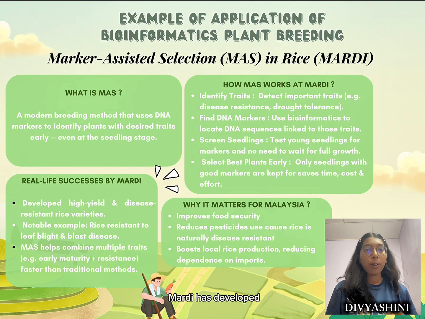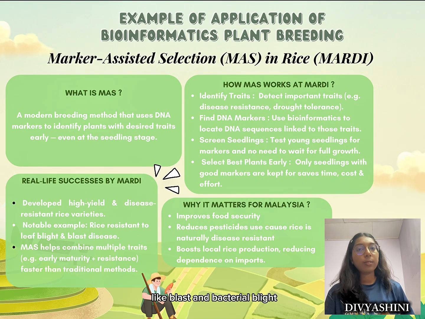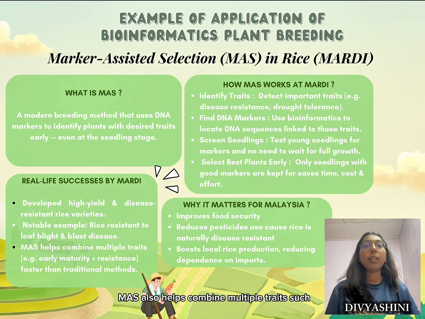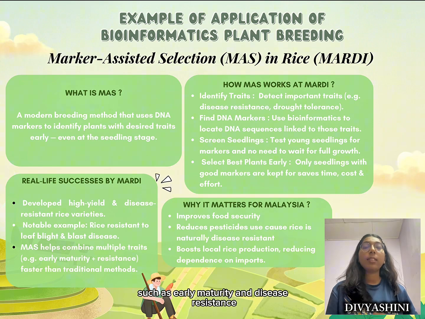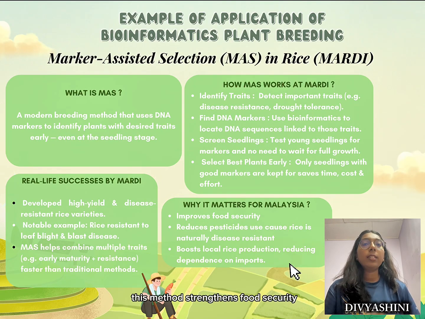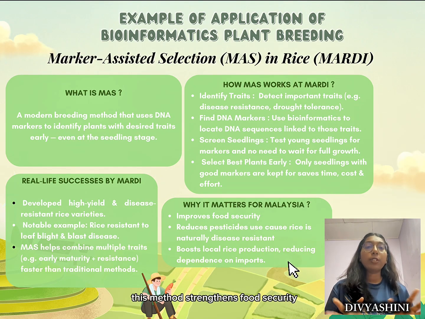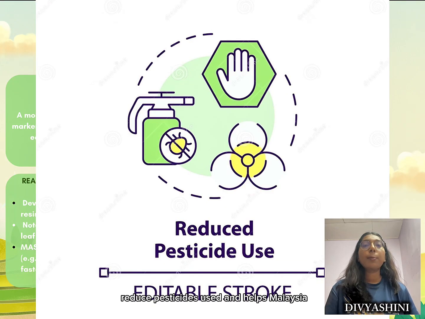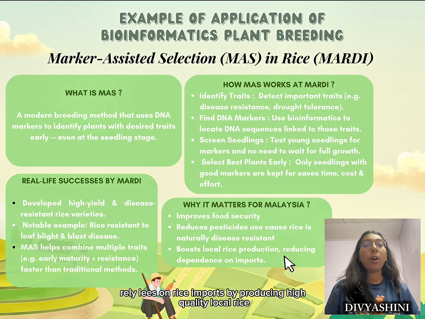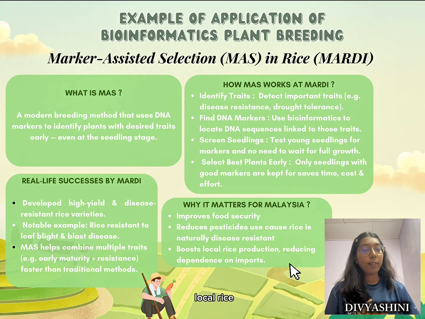MARDI has developed rice lines that resist major diseases like blast and bacterial blight. MAS also helps combine multiple traits such as early maturity and disease resistance in a single variety. This method strengthens food security, reduces pesticide use, and helps reduce reliance on rice imports by producing high-quality local rice.